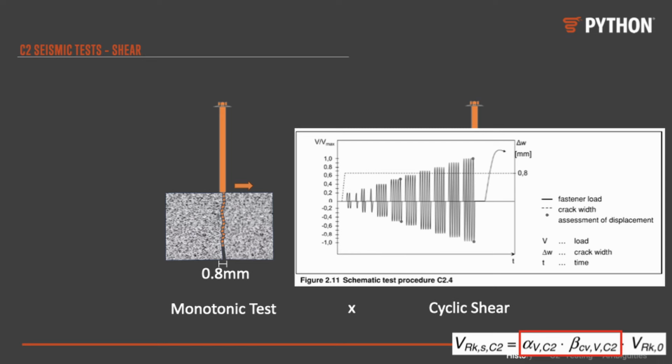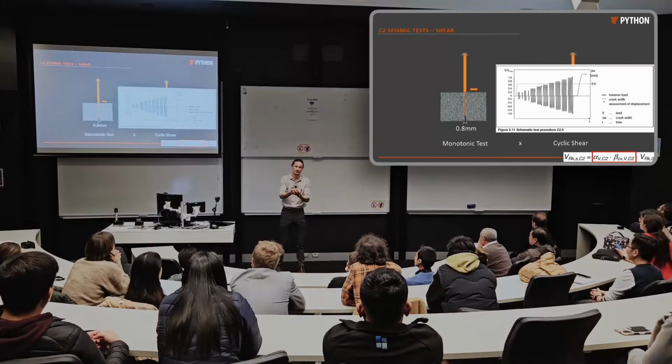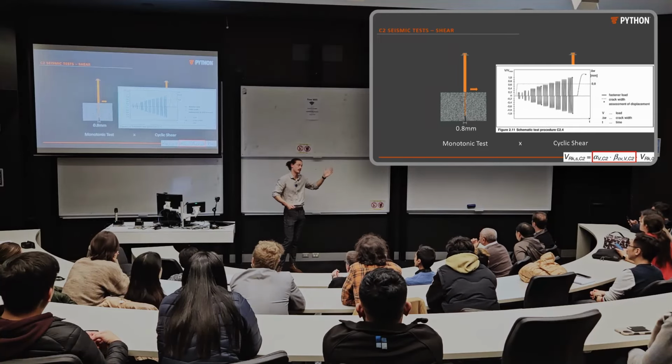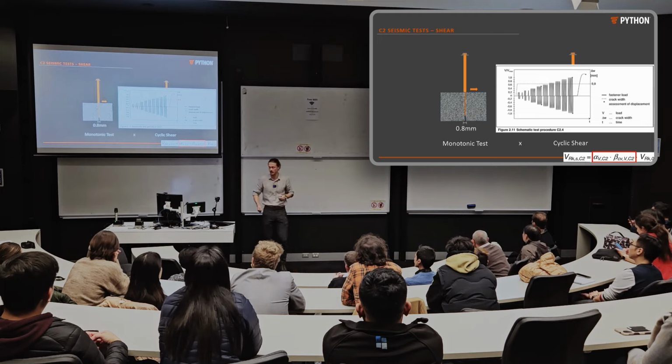One other quick thing to note, all cyclic shear testing, and this really should be how cyclic shear testing is always done, is in the positive and negative direction. It's very important that this is done. This is what best represents reality, and this is indeed how the C2 test program is built.